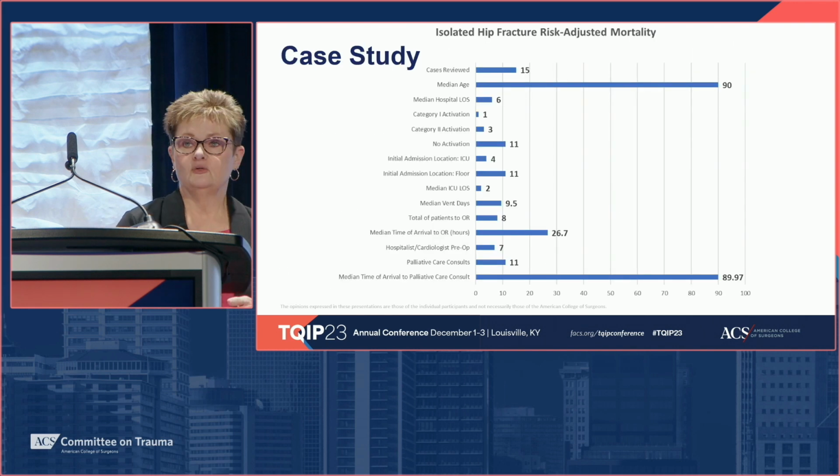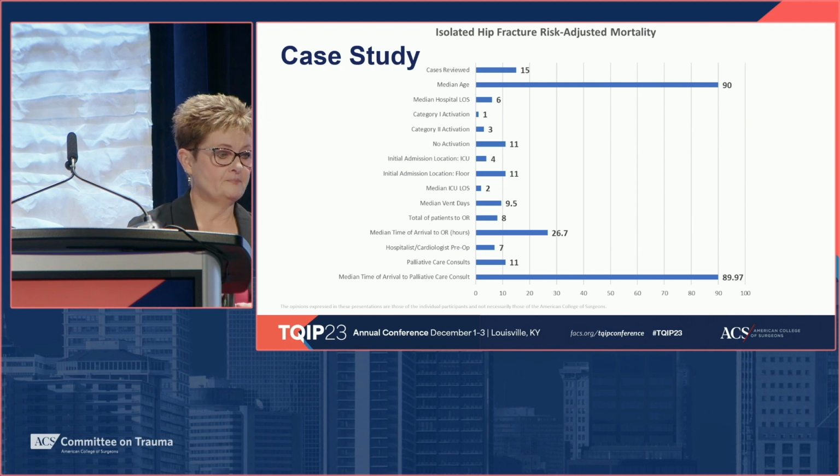So this brings me to the patients that I did look at. We had 15 isolated hip fractures that died. The median age for these was 90 years old. We had a 6-day median length of stay. Only one of the patients hit our highest activation criteria. 3 hit the category 2 or second level, and 11 of the patients were not activated at all, which is pretty typical for this patient population.